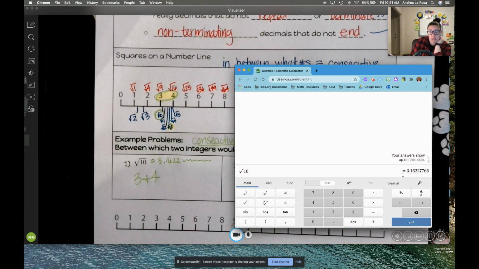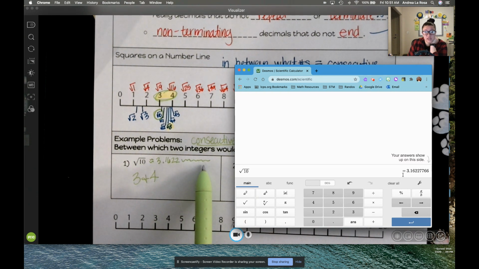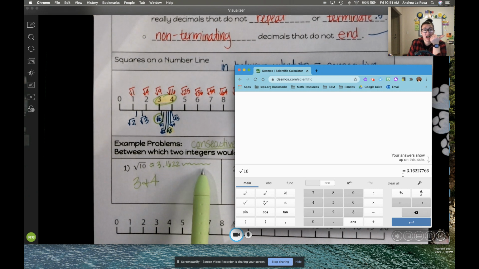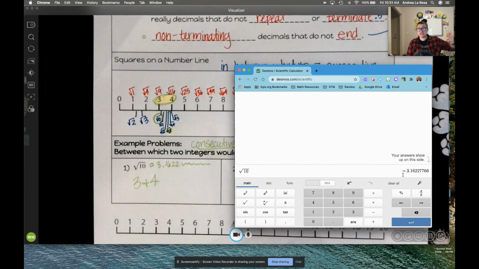3.1622, blah, blah, blah. Again, this decimal, because it's not a perfect square root, does not terminate, it does not stop, and it does not repeat. It's just a bunch of ugly numbers right after each other. On that calculator, it looks like it stops, but that's just an estimate. If I type it on my phone, I get an even different number.